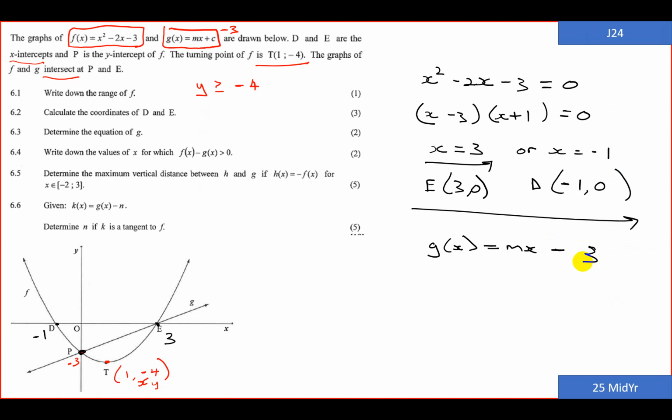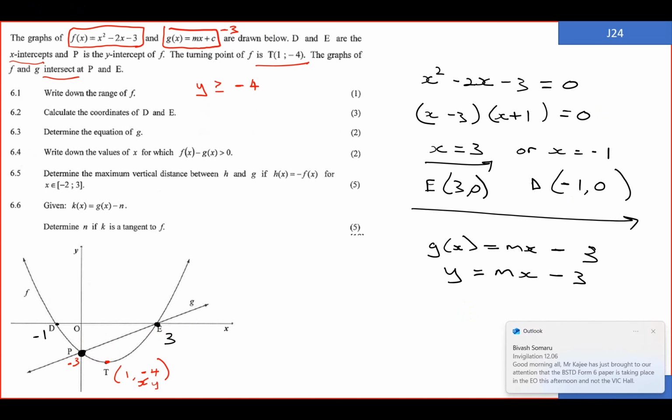Now we can do it two ways. Remember, this is the same as saying y is equal to mx minus 3. We could actually substitute a point to find m, or we could use the gradient formula, y2 minus y1. I'm actually going to go with a substitution, or you could find it with the formula as I said. So we do have options here.